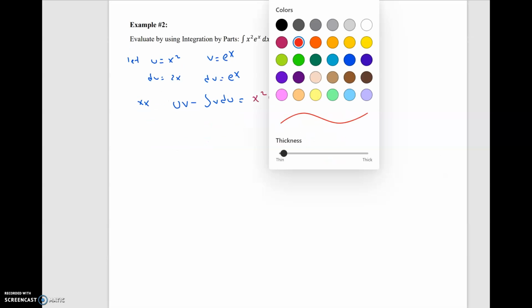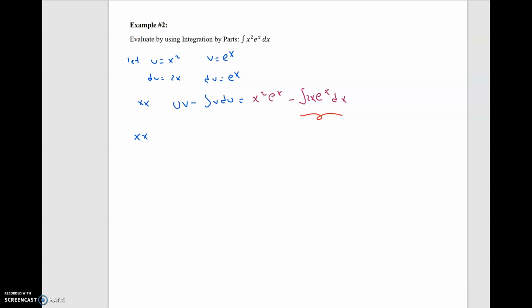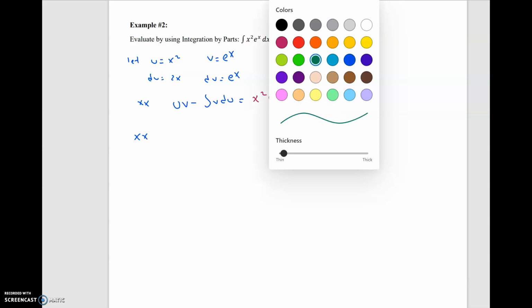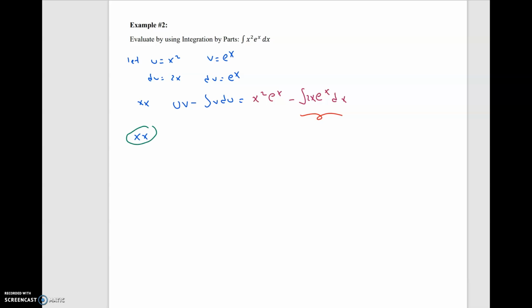Let's actually do the second iteration. On my second iteration, I'm looking at the resulting integral, this portion here. So we're going to let again u equal to 2x, so du is equal to 2, and then dv is equal to e to the x, and v is equal to e to the x.